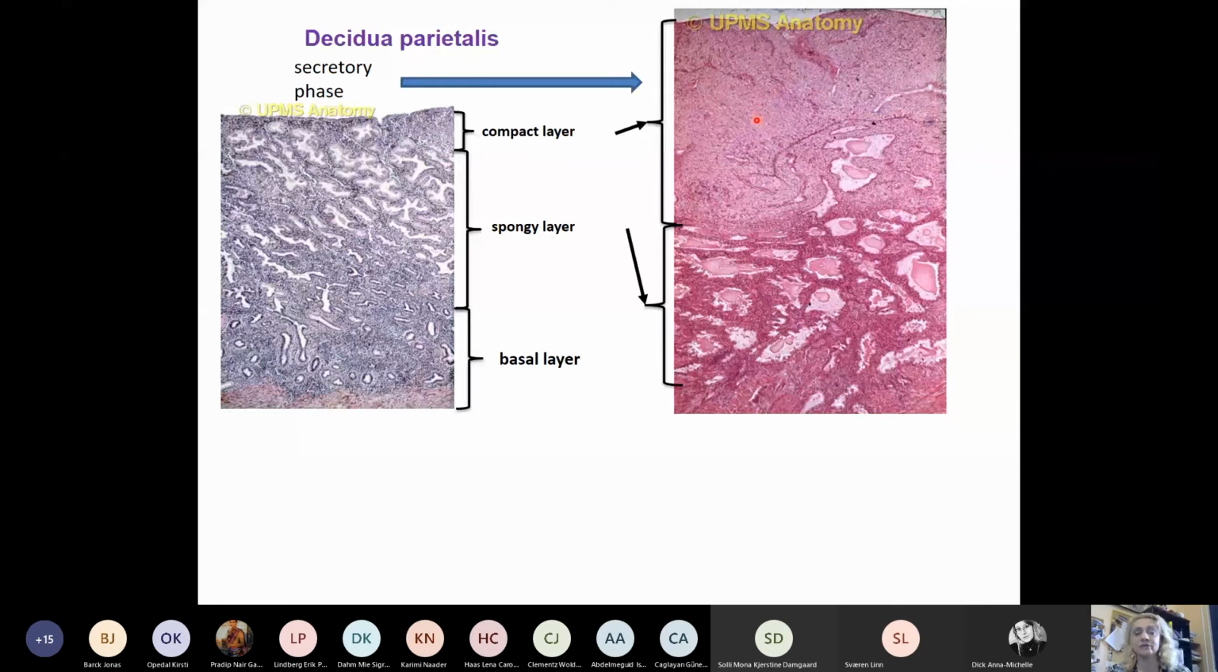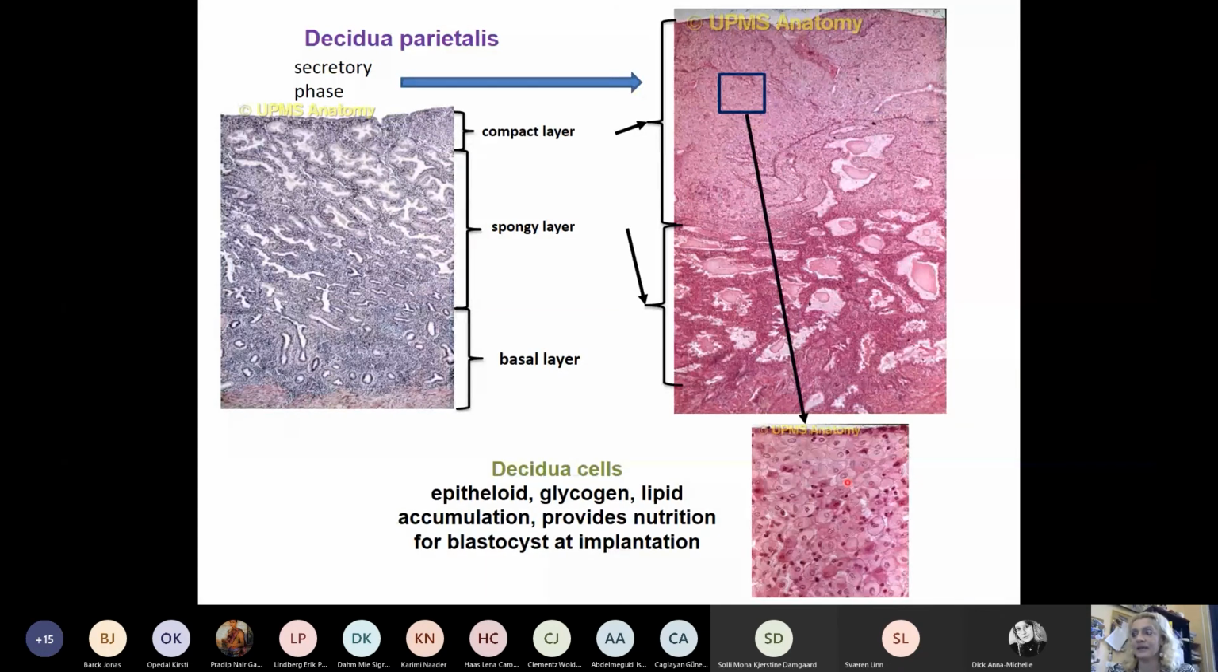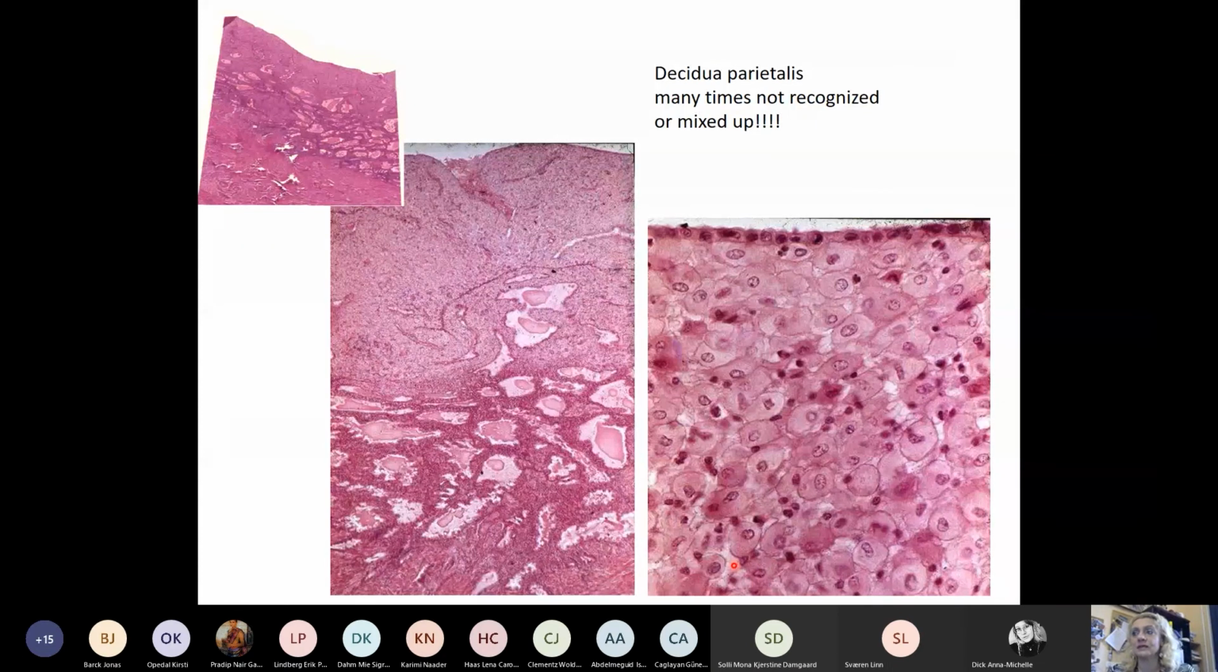Here you can see if we enlarge this layer, that the cells are really compact, they are enlarged and really tightly sitting next to each other. This is what we call epithelioid change. They almost look like epithelial cells, storing glycogen and lipid, and this is what is accumulated, and it provides nutrition for the blastocyst till the placenta circulation is done. This is really characteristic, these Decidua cells.